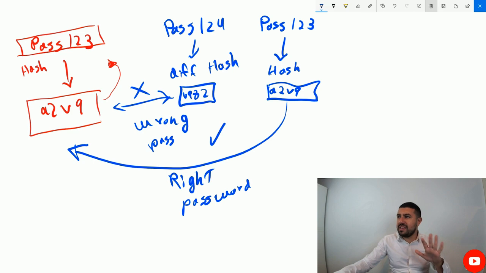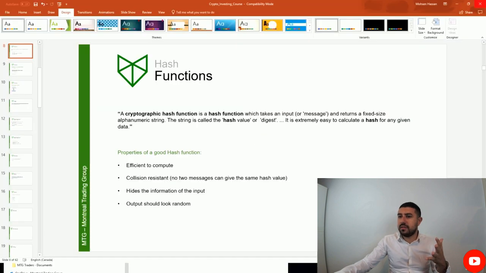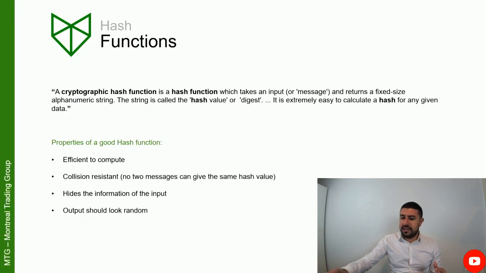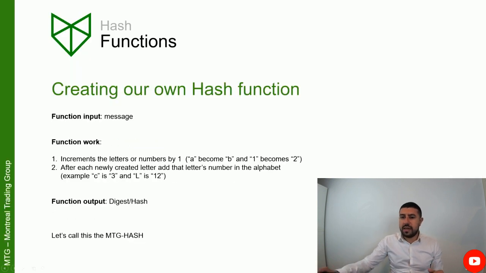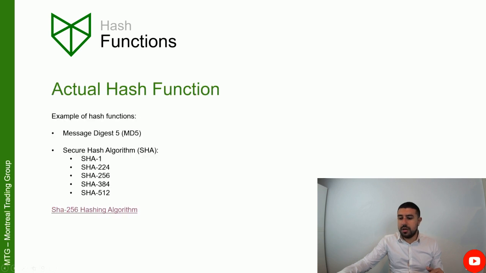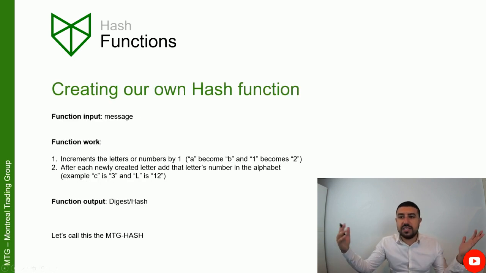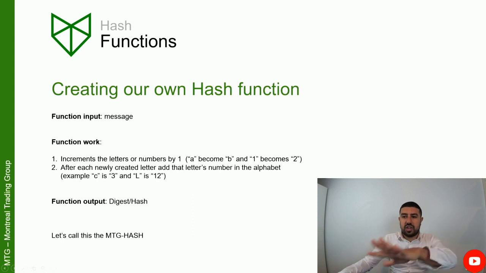To make it even clearer, let's create our own hash function, okay? Let's say we're going to create a hash, and we'll call this hash function MTG hash, okay? Because every hash has its own name, right? Now, this function has to have an input, which is the message, like we've said. It's going to do some work on this message, and it's going to give us an output, which is going to be the digest or hash.